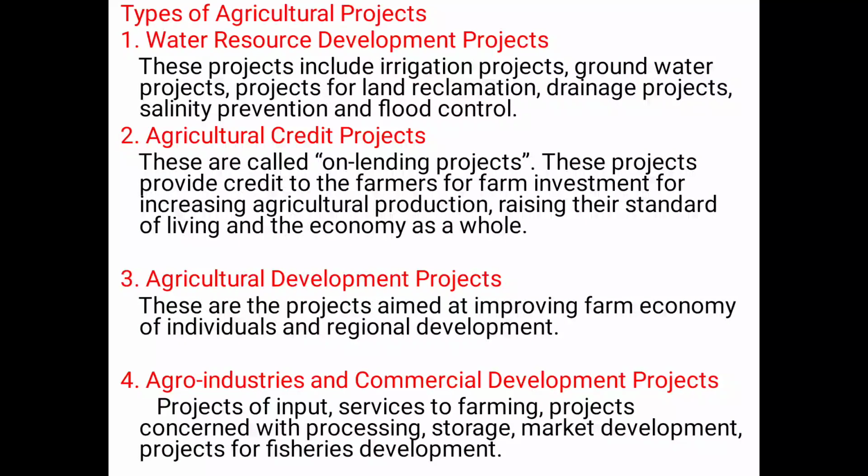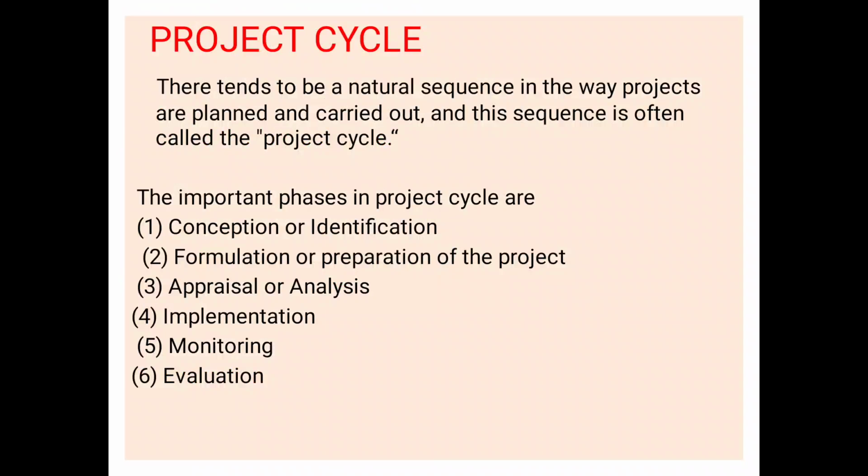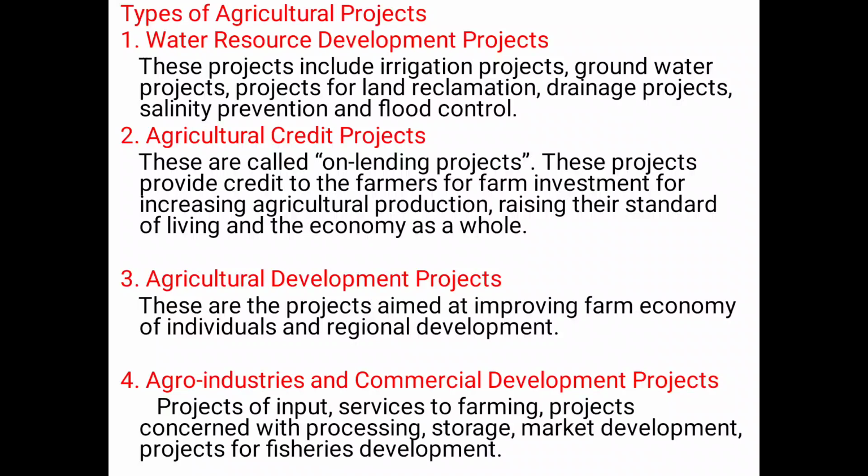The next point is the types of agricultural project. There are 4 important types of agricultural project. In that, the first one is the water resource development project. Second one, agricultural development project. Third one, agro industries and commercial development project. And fourth one is agricultural credit project. Now we can see them one by one.